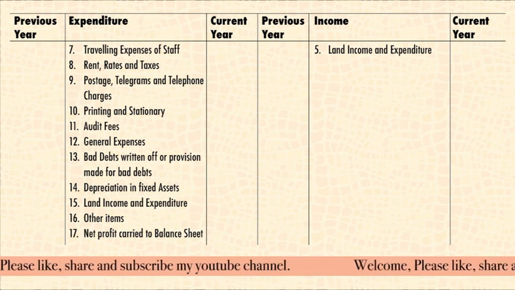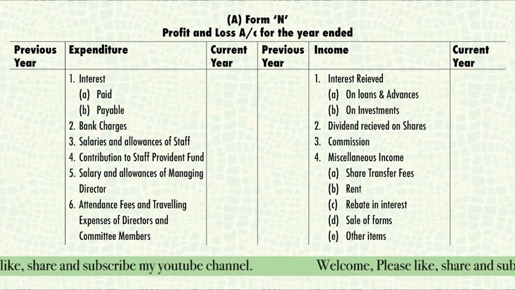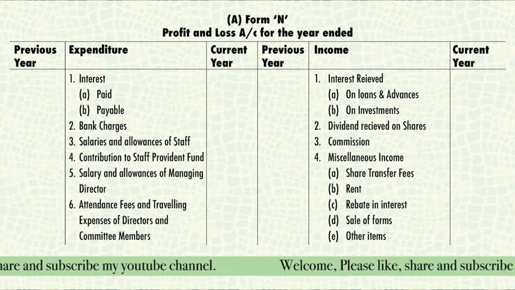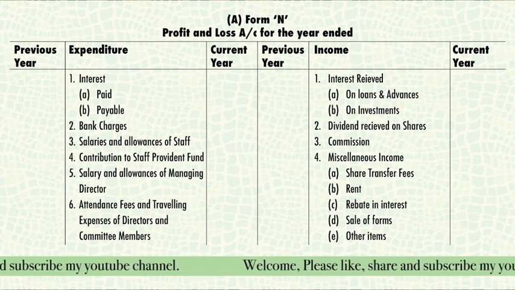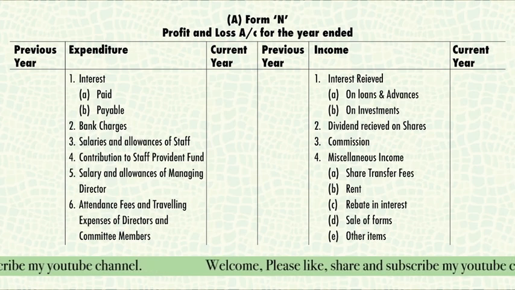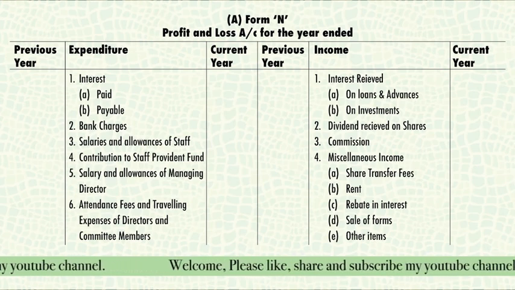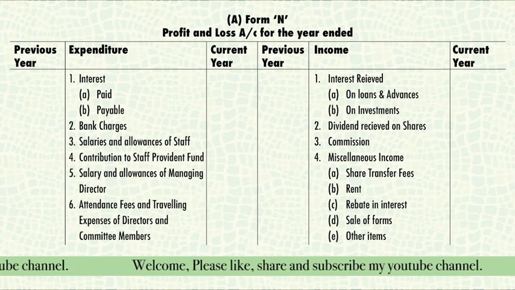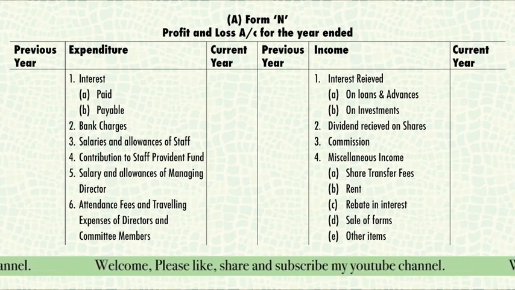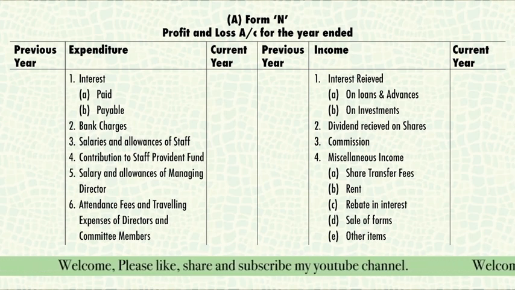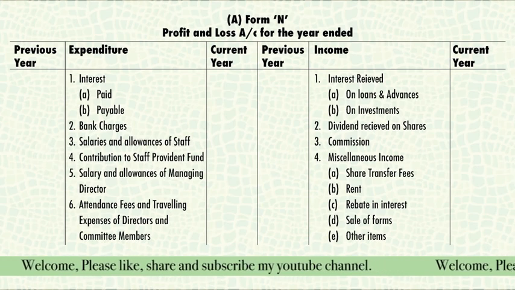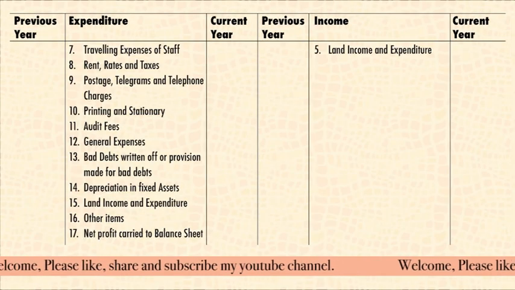On the credit side, that is income, you have to take all the incomes here. The first is interest received. It can be on loans and advances or on investments. Second is dividend received on shares. Third is commission. Fourth is miscellaneous income, which includes share transfer fees, rent, rebate in interest, sale of forms, and other items. And the fifth is land income and expenditure.